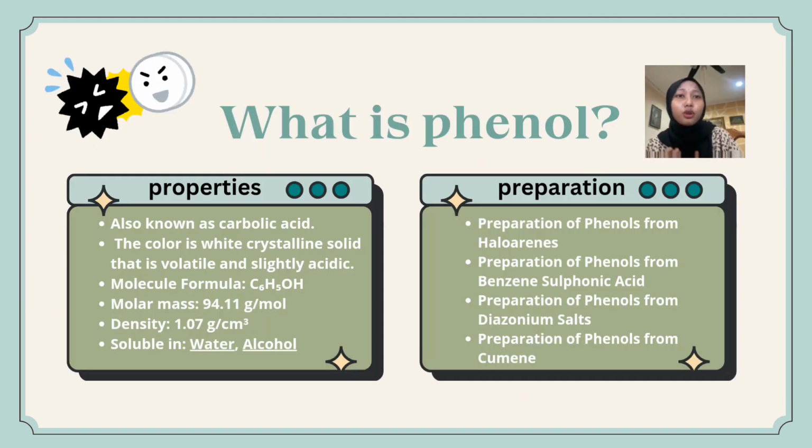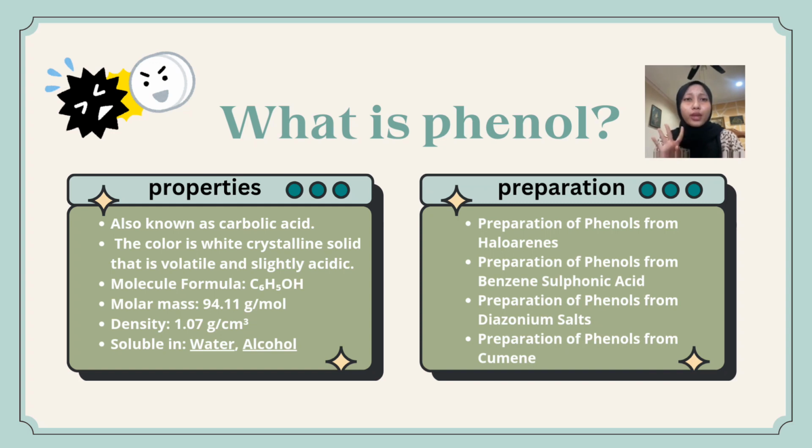So guys, do you know what is phenol? Phenol is one of the molecule compounds that exists in this world. It is also known as carbolic acid. In solid form, phenol is a white crystalline color that is volatile and slightly acidic. Its molecular formula is C6H5OH, and its molecular mass is 94.11 gram per mole. The density for phenol is 1.07 gram per centimeter cube, and it is soluble in water or alcohol.